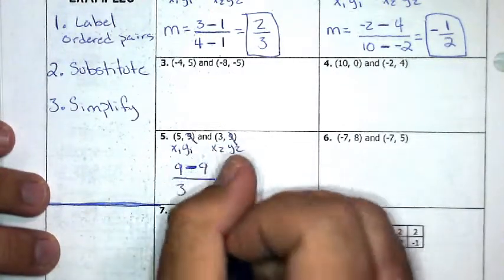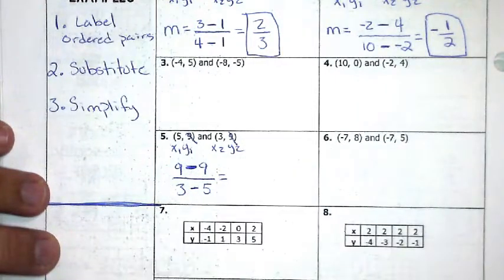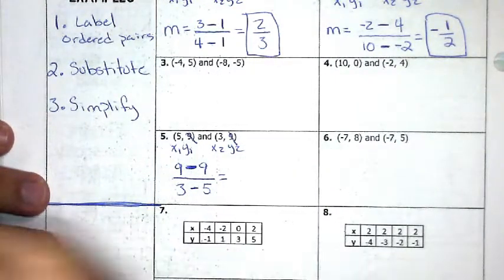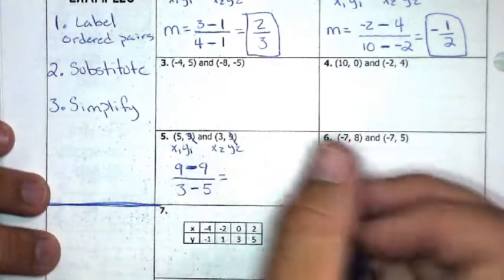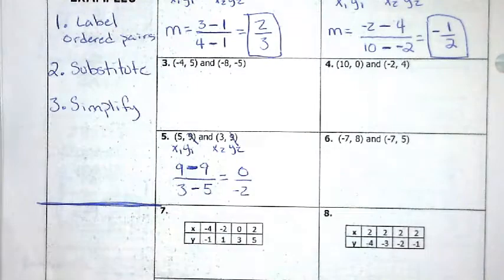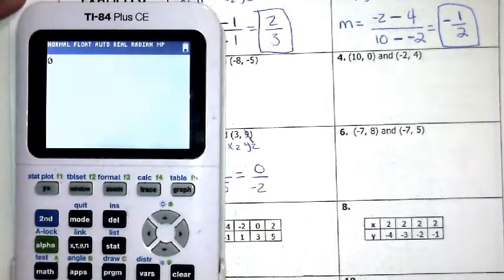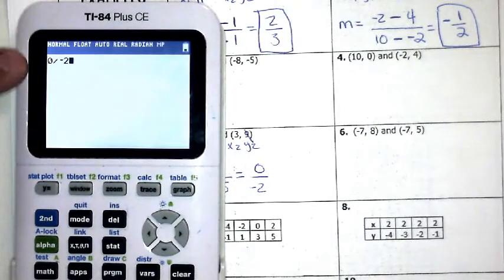I'm not even going to plug it in the calculator. It's easy. What's 9 minus 9? 0. 3 minus 5 is negative 2. Okay, now that's that right there. If I go to my calculator and I type in 0 divided by negative 2, am I going to get an error message or am I going to get 0? I'm going to get 0.